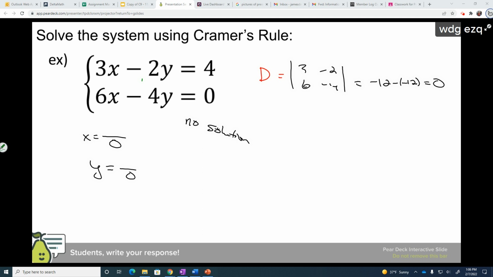The reason why is if you were to just multiply this equation by 2, you would get 6x minus 4y equals 8. So then we have 6x minus 4y equaling 8 here, 6x minus 4y equaling 0 there. It's not possible to have the same equation equaling 2 different things. So that's no solution. So you guys think you can do those now?